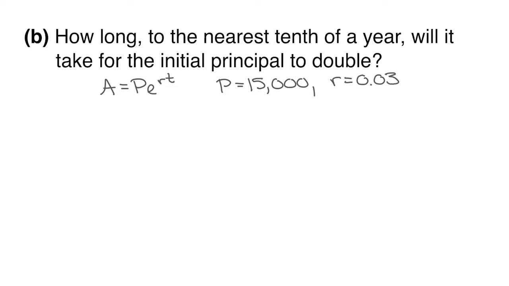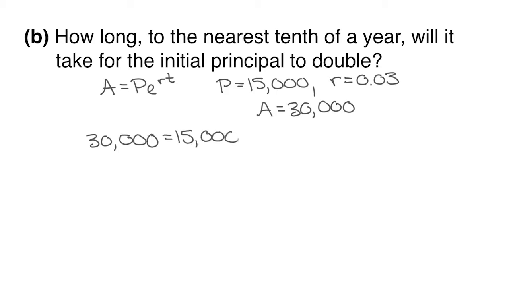But this time, we're looking to solve for T when the principal has doubled, or when A is equal to 2 times 15,000, which is 30,000. So we'll substitute into this equation and then solve for T. We have 30,000 is equal to 15,000 times e to the 0.03t. We'll divide both sides of the equation by 15,000, and we get 2 is equal to e to the 0.03t.